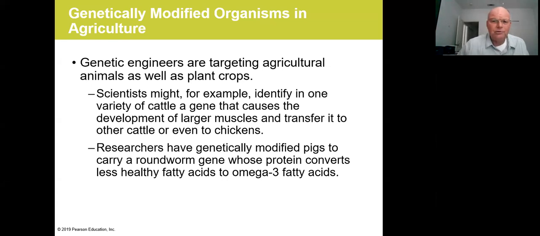A little roundworm called C. elegans, or Caenorhabditis elegans, actually contains a gene that can convert fatty acids into omega-3 fatty acids. And researchers have figured out a way to introduce the gene into pigs. It hasn't been approved for human consumption. So you don't have to worry about genetically engineered pork chops. Not yet anyway, because they haven't been approved. But it's proof of concept again. It would make the meat healthier to eat.